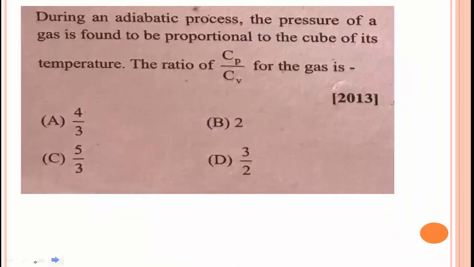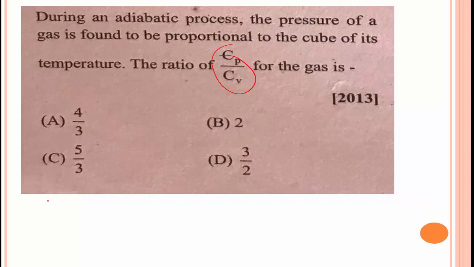The next problem is, during an adiabatic process, the pressure of a gas is found to be proportional to the cube of its temperature. What is the ratio of Cp divided by Cv during this adiabatic process?